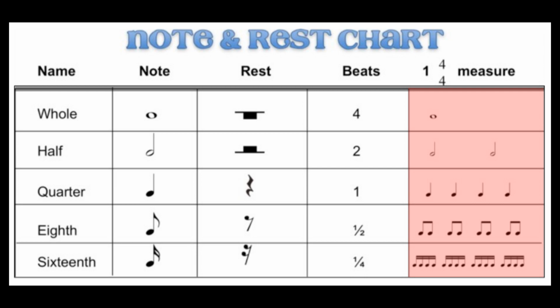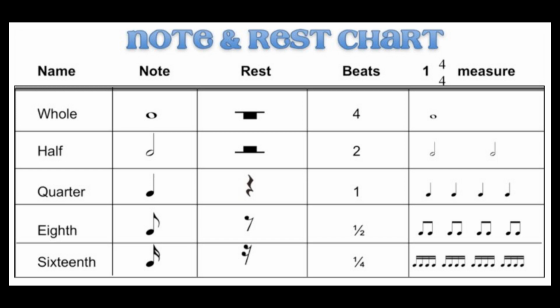The final column shows how many notes would fit in 4 beats. The whole note itself is 4 beats, so there would be only one note there. A half note is 2 beats each, so there would be 2 of them. Moving on, a quarter note is 1 beat, so there would be 4 of them. An eighth note is half a beat, so there would be 8, and a 16th note is a quarter of a beat, so there would be 16. Note the similarities. Half has 2, quarter has 4, eighth has 8, and 16th has 16.